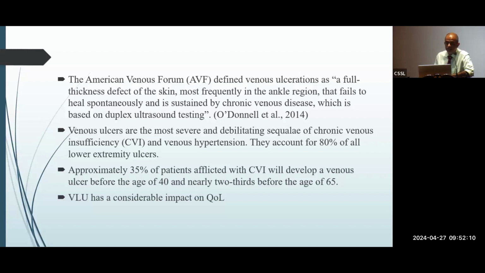It's a debilitating problem, and from venous hypertension, this is the worst problem that you can get, an ulcer. About 35% of young patients, less than 40, who have venous disease will get it. Imagine your plight when you are less than 40 getting an ulcer, and then your work and quality of life and all. So it has a considerable impact on quality of life.